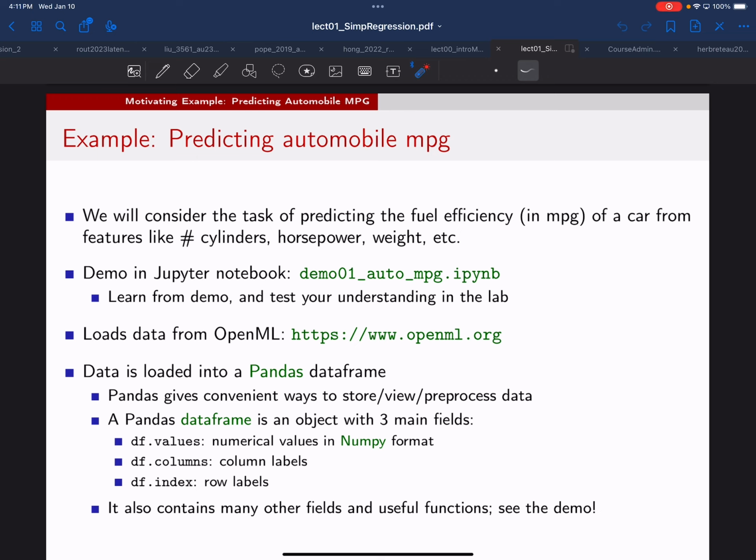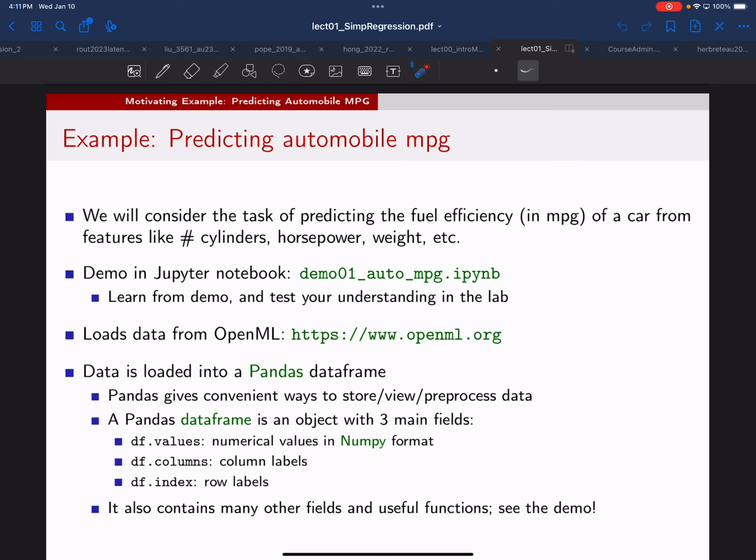And there is a demo 1, and you can find that in the main course repository. You can download it, run it, or you can run it in Colab if you'd like to, or if you don't want to run it, you just want to view it, you can do that in an HTML browser once you're logged into GitHub. This particular demo loads data from OpenML, which is a repository of many data sets.